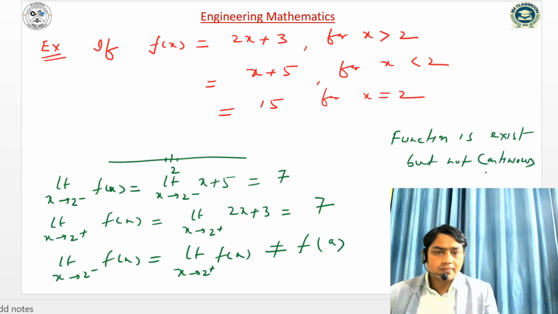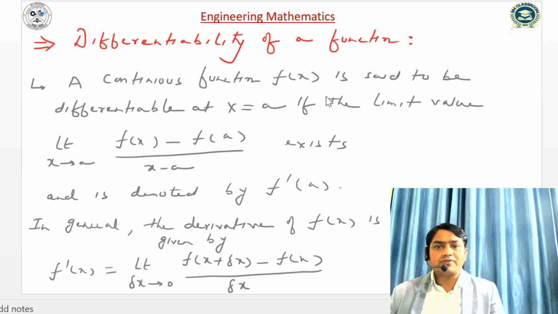Similarly, for the differentiability of a function, a continuous function f(x) is said to be differentiable at x = a if the limit x tends to a of (f(x) minus f(a)) divided by (x minus a) exists, and the left-hand derivative should be equal to the right-hand derivative, then it is called differentiable. In general, the derivative of f(x) is given by f dash equals limit delta x tends to 0 of (f(x + delta x) minus f(x)) divided by delta x.